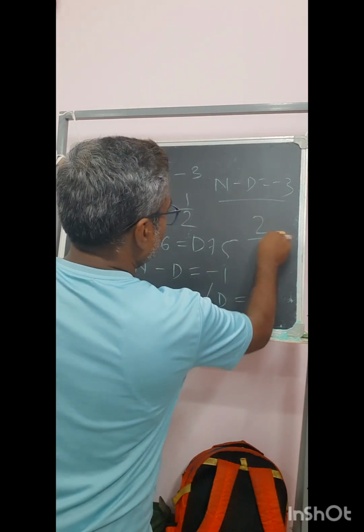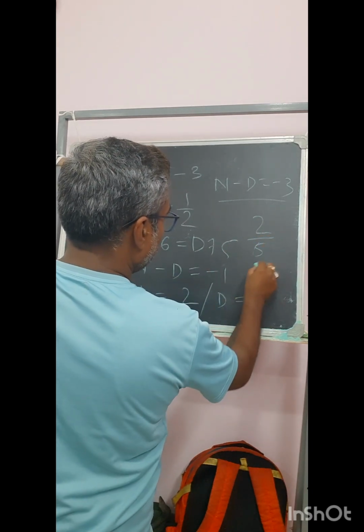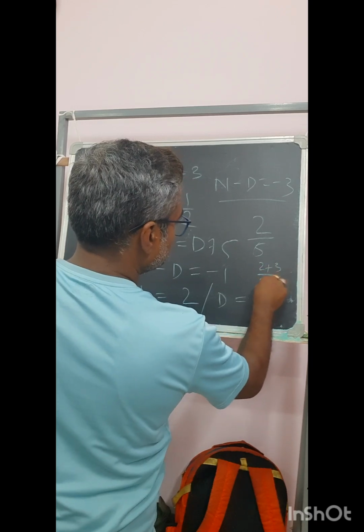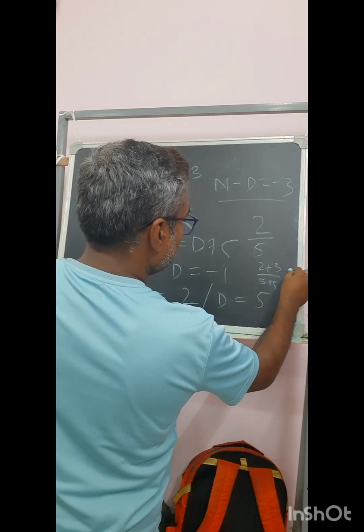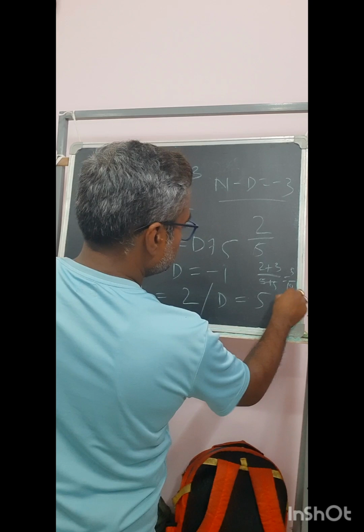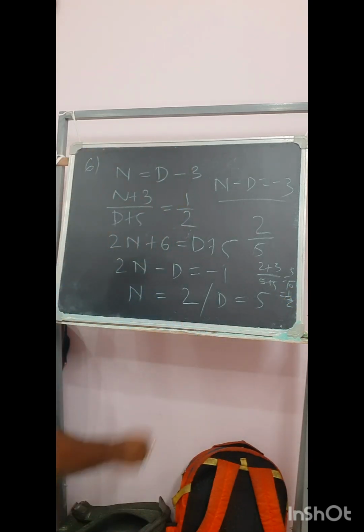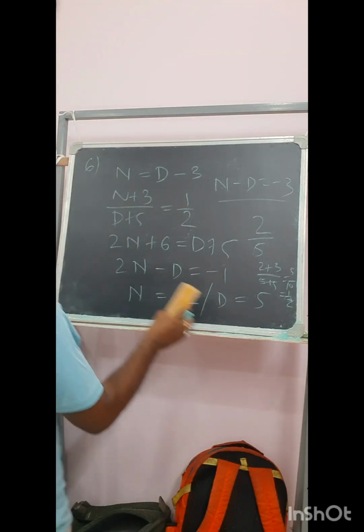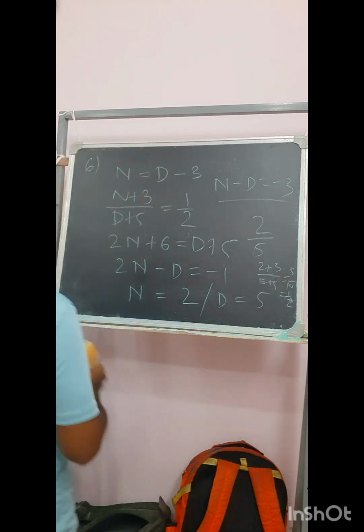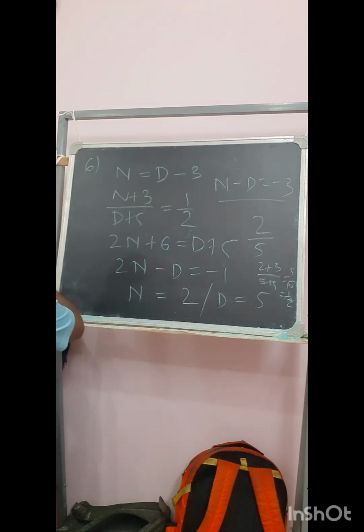So your initial fraction is 2 by 5. Now if I add, 2 plus 3 and 5 plus 5, it will become 5 by 10, that means half. So it is also satisfying the condition. So your initial fraction is 2 by 5. Okay, so this is for now.